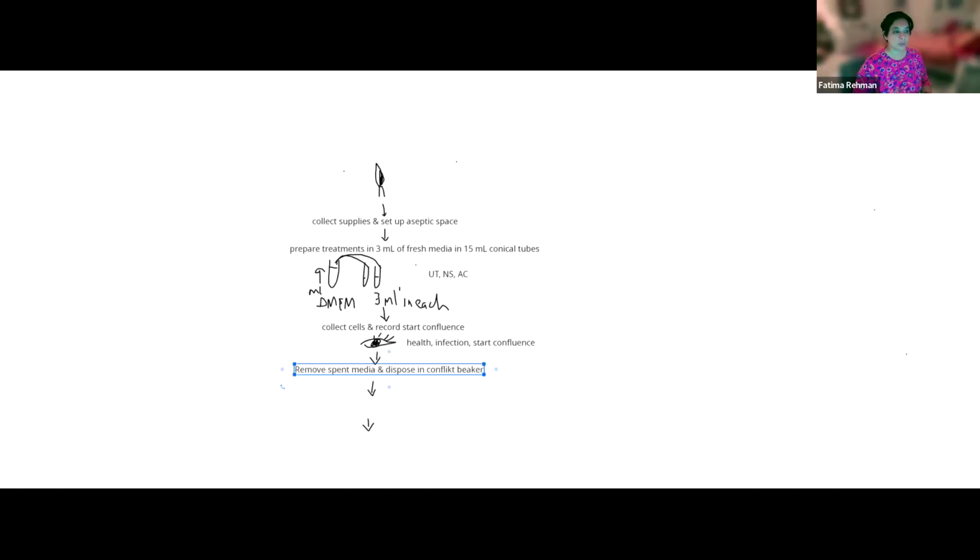We are going to wash with PBS. Do we remove the wash? Sterile PBS, and then remove all PBS and discard in the waste beaker. Okay, very important that we need to remove the PBS as well. We cannot let it hang out in there.